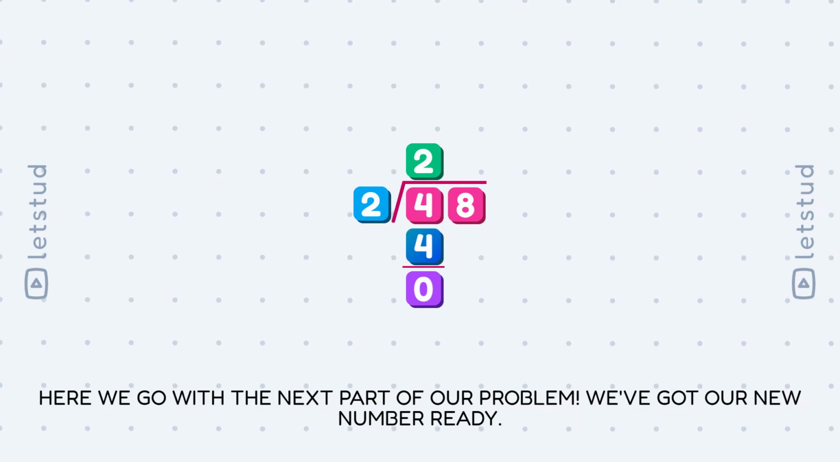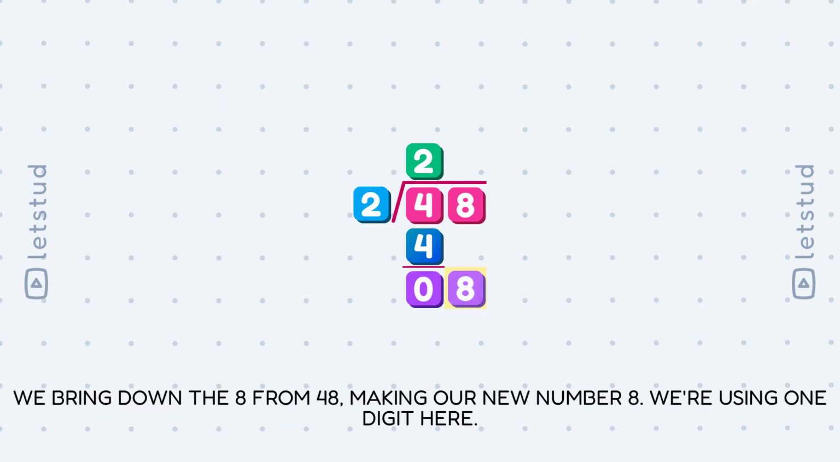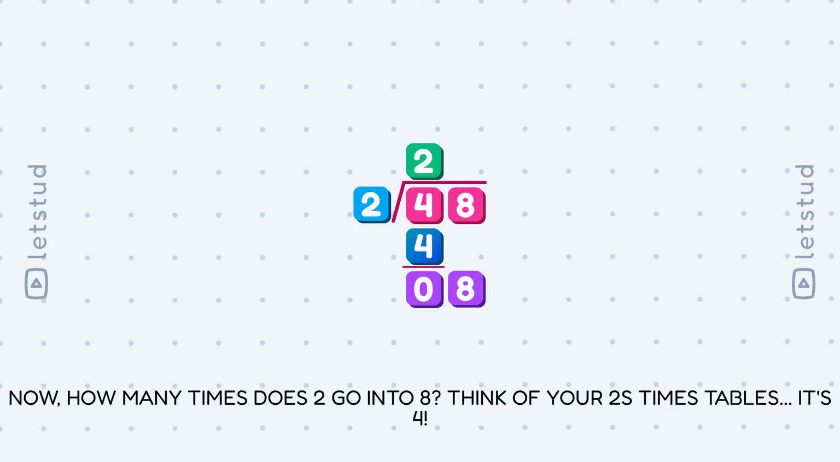Here we go with the next part of our problem. We've got our new number ready. We bring down the et from 4e et, making our new number et. We're using one digit here. Now how many times does 2 go into et?